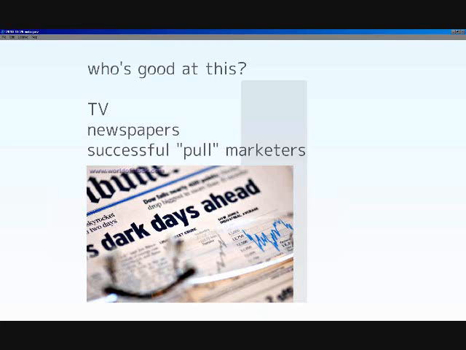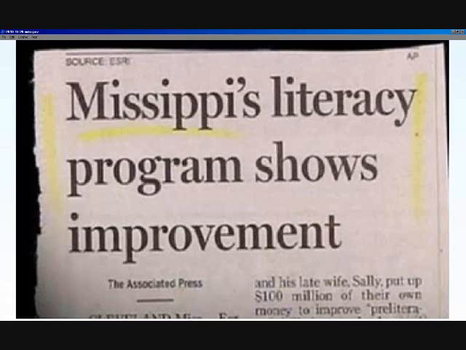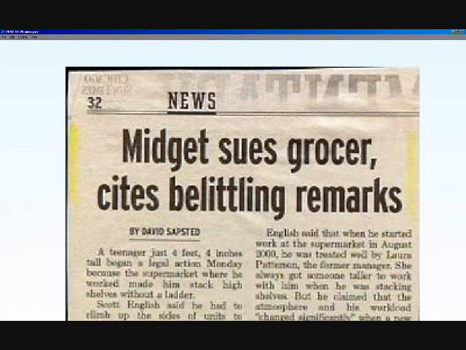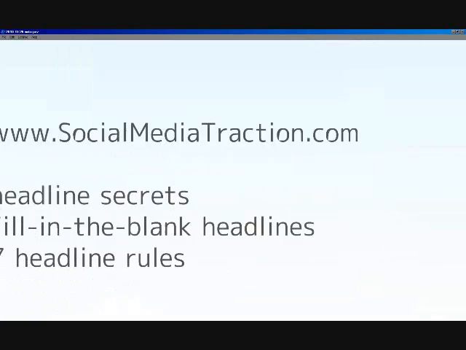Successful pull marketers are also very good at creating enticing headlines. We'll have some fun here for a minute. The Mississippi literacy. Wait a minute. How did they spell Mississippi? So here's an example of a headline that you want to read only because they spelled it wrong. Here's another one that caught my eye: the midget is suing because of belittling remarks. All right, enough of my midget jokes.